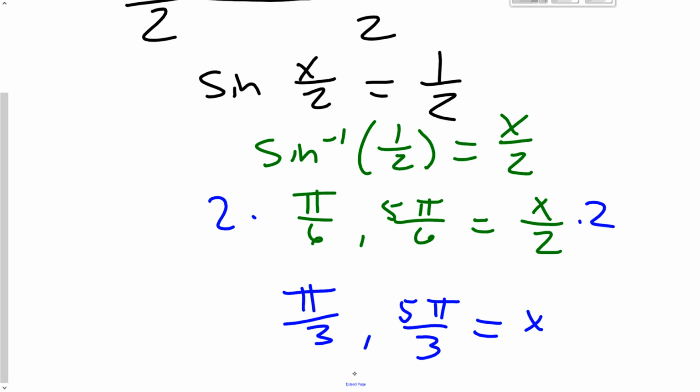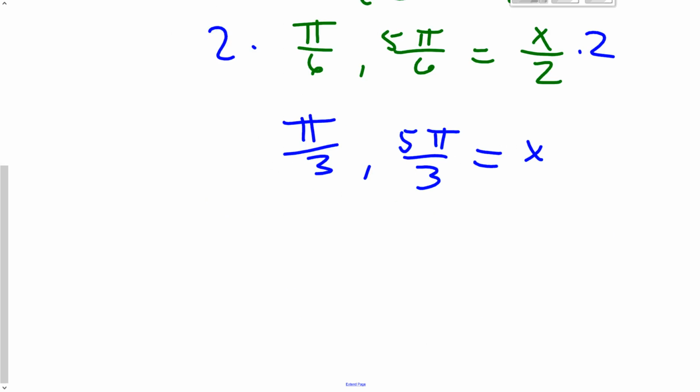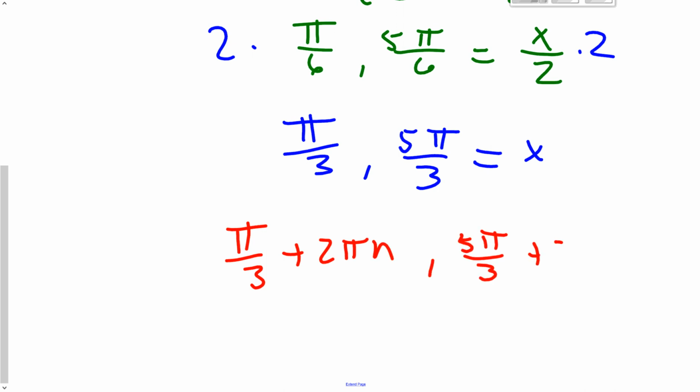Then all we have to do for our general solutions, or all solutions, is take these and add 2 pi n. Add 2 pi n. So those are our general solutions, or all solutions.